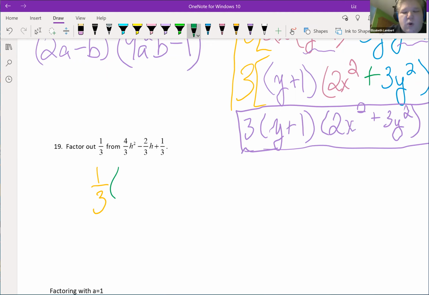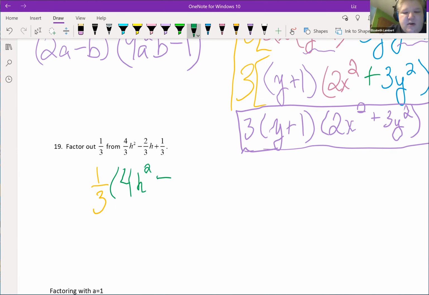So when I pulled the 1/3 out, remember this is multiplication. So what would I multiply 4/3 by? What would I multiply 1/3 by to get back to 4/3? So 4/3, you can think of it as the same as 4 times 1/3. So 1/3 times 4 would give us 4/3. So just the 1/3, and then we still have the h squared.